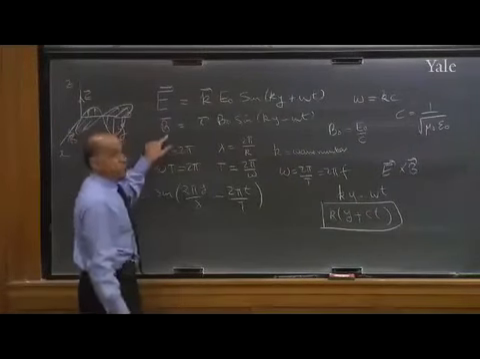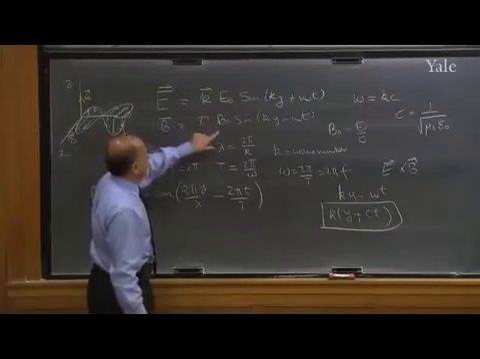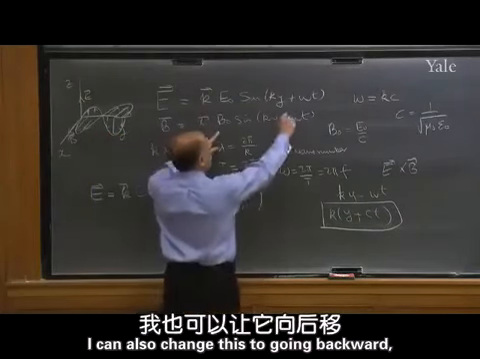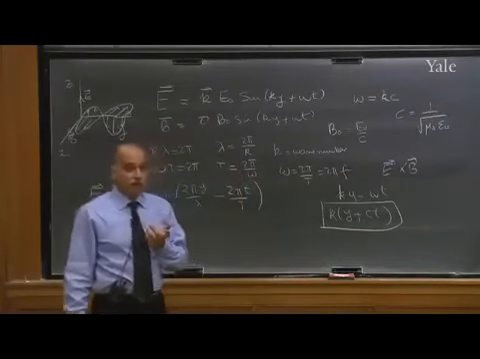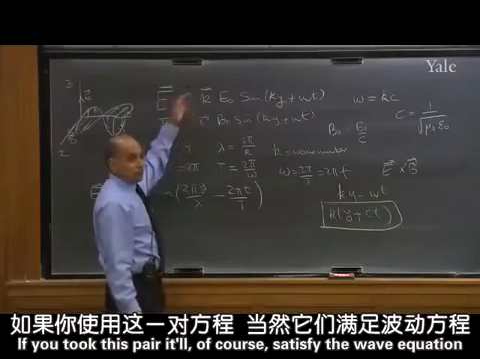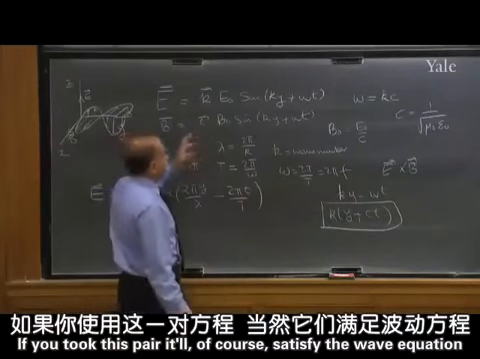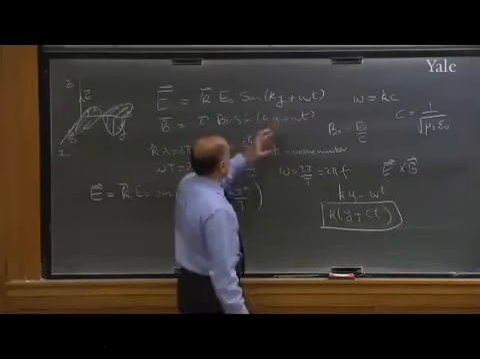Now, what should I do with the B field? Its magnitude should be E over c. I can also change this to going backwards. Otherwise, they don't form a pair. E and B have to form a pair. But I claim this is not enough. If you took this pair, it'll of course satisfy the wave equation, because any function of y plus ct will satisfy the wave equation.